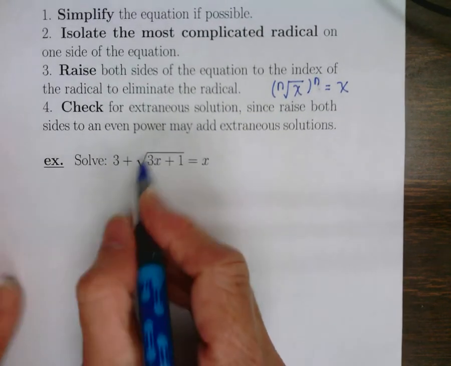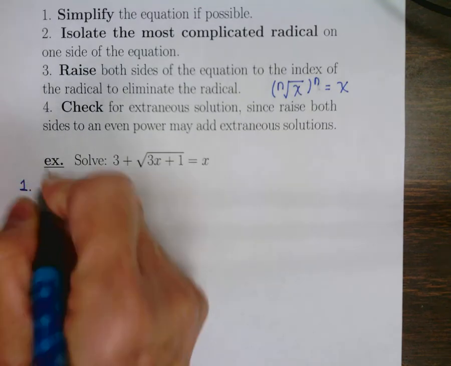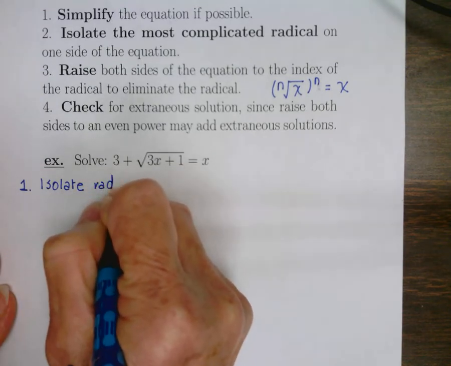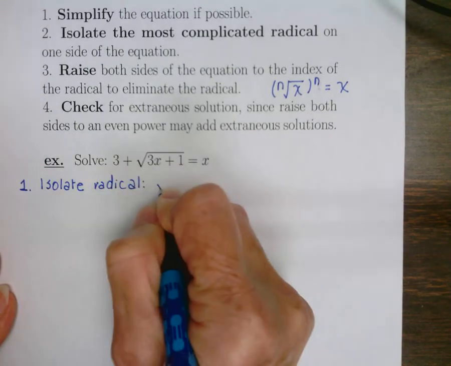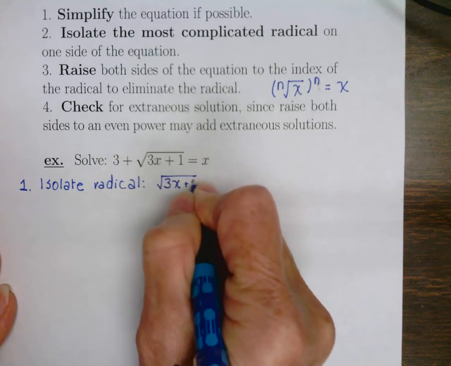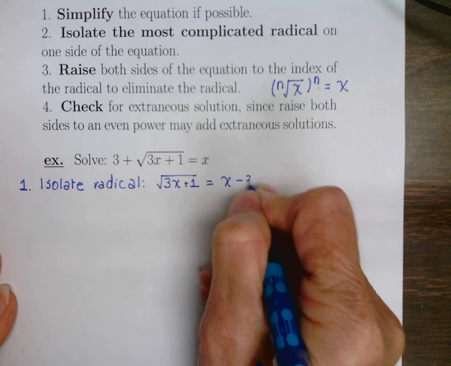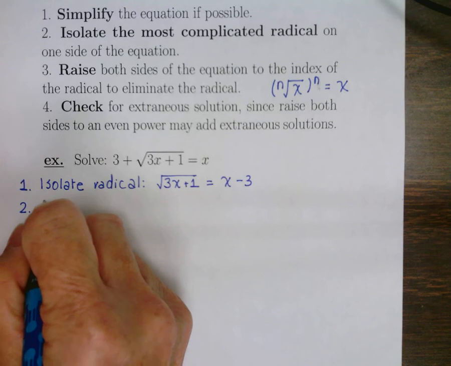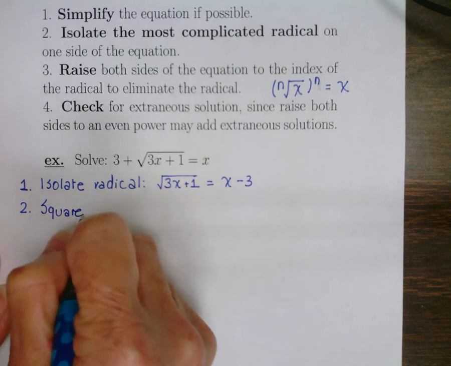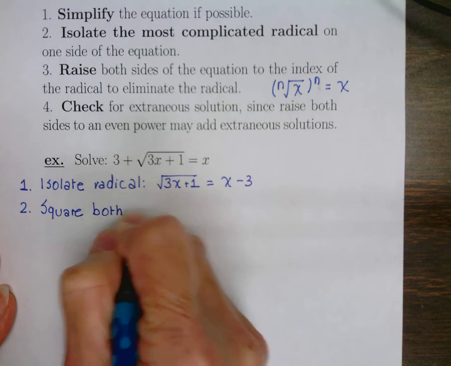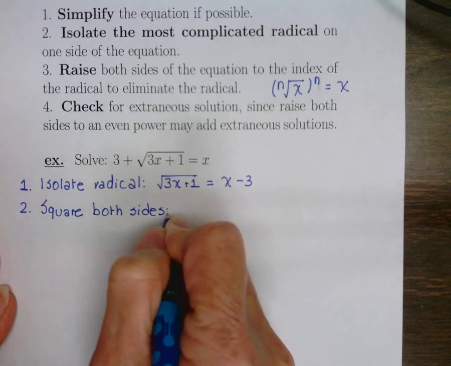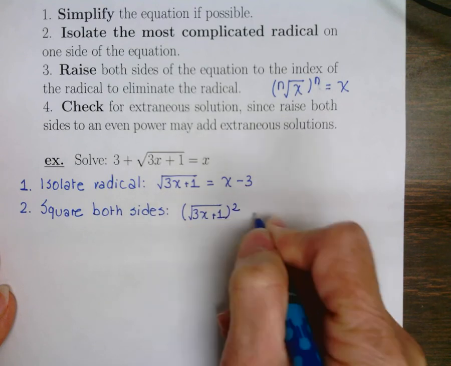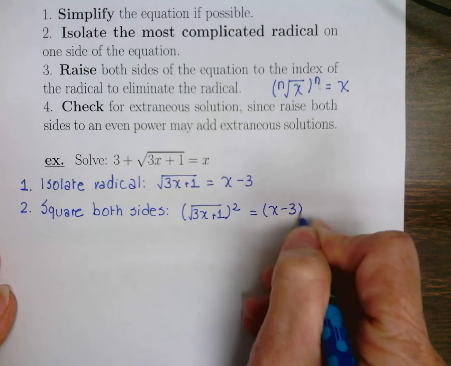We have one radical here, so the first thing we do, following those steps, is to isolate the radical. And so I'm going to bring the 3 over to the other side. And then secondly, because our index is 2, I'm going to square both sides. And so I get the square root of 3x plus 1 squared equals x minus 3 squared.